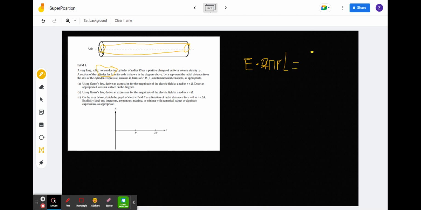So charge enclosed will be rho times pi little r squared L over epsilon naught, because charge enclosed will just be the density times the volume. So the L's cancel out, and the pi's also cancel out. We're left with E is equal to rho by 2 epsilon naught times R.